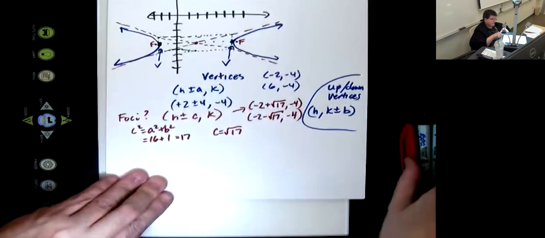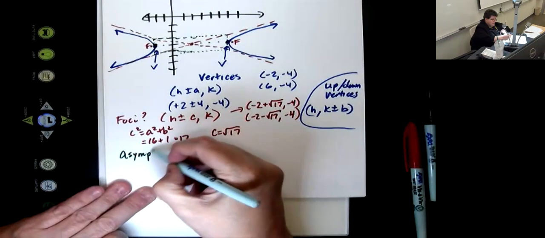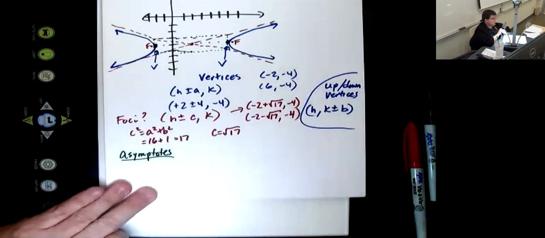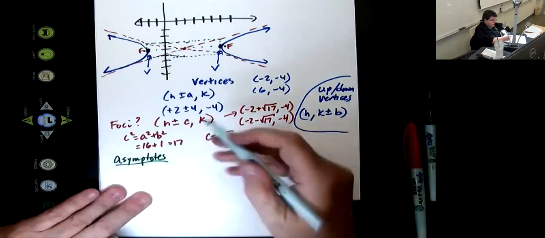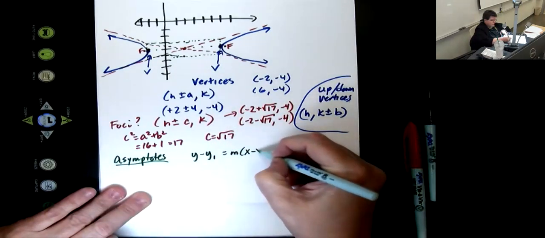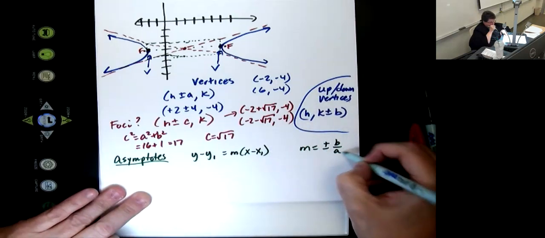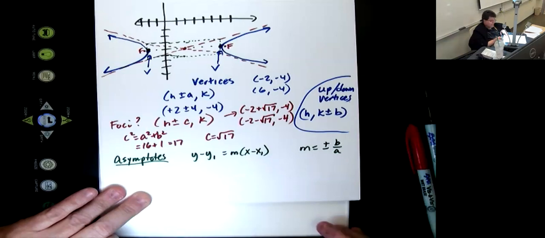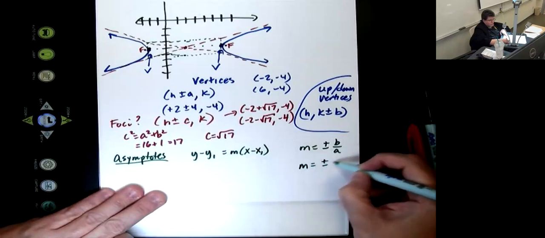And what about our asymptotes? So remember, we're going to do y minus y1 equals m times x minus x1, where m is plus or minus b over a. 1 and 4: we go up 1 and we go right 4. So plus or minus 1 over 4.